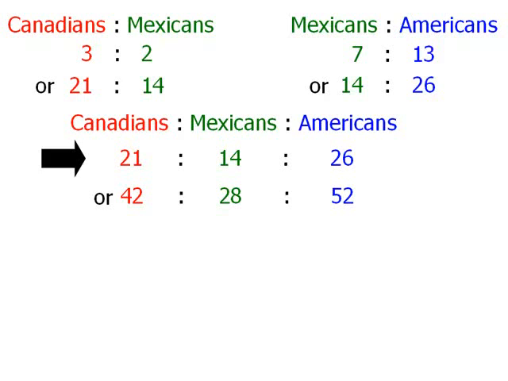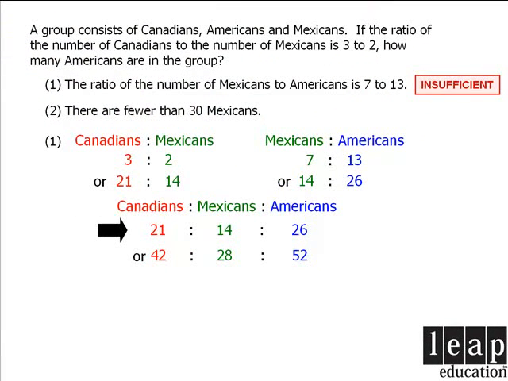Also notice that we have in one of our scenarios 26 Americans, and in our other scenario we have 52 Americans. However, both of these scenarios adhere to the ratios that we've been given. So since we cannot definitively say how many Americans we have, statement number 1 must be insufficient.